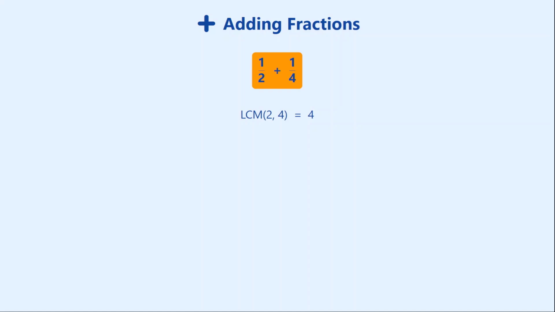Now, the first fraction is 1/2. But its denominator is not 4. So how do we make it 4? Multiply both numerator and denominator by 2. Let's do that. So 1/2 becomes 2/4. Great.